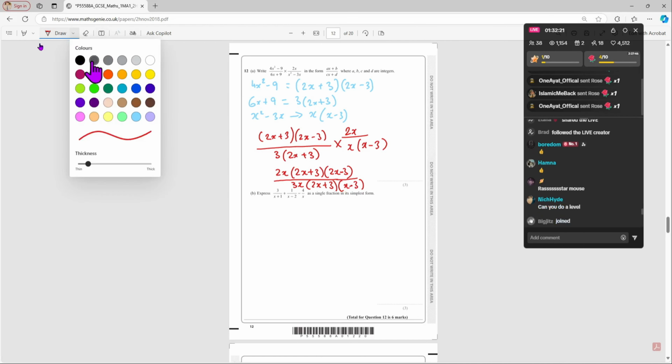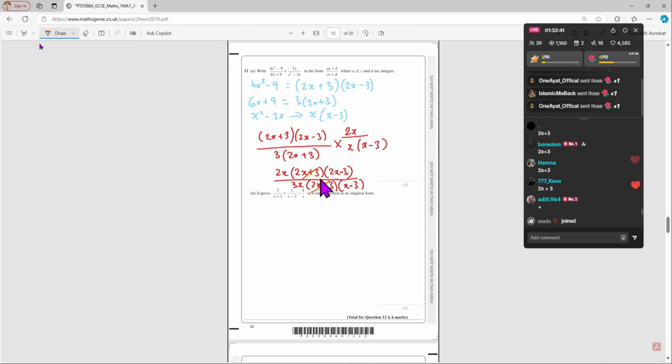So in the chat, can someone tell me which of the brackets cancel each other? Just write 2x minus 3 or 2x plus 3, or either of the brackets. Which one of them cancels out? Yes, it's the 2x plus 3, because they are the same on both the numerator and the denominator. So I'm just going to put a line across like that.